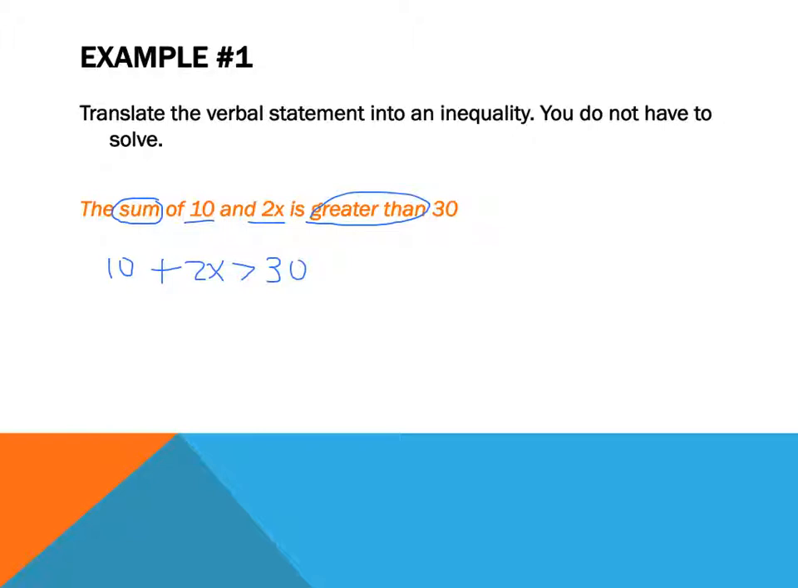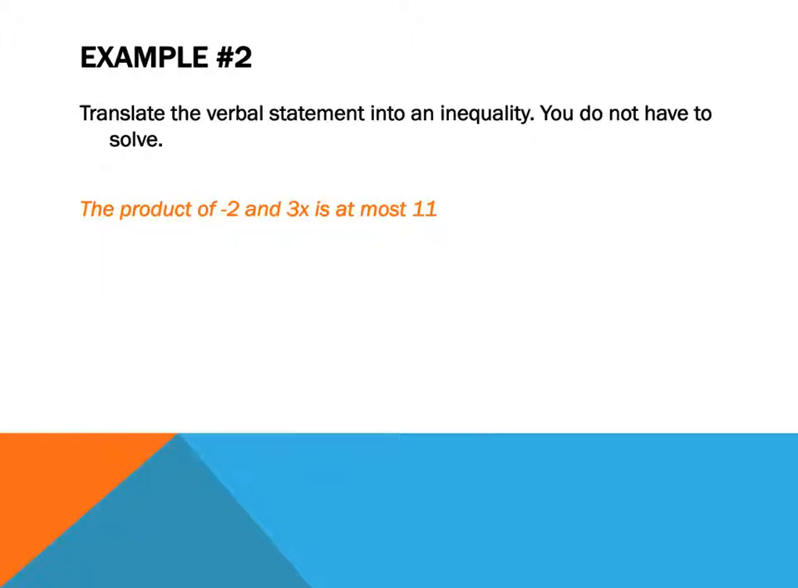So let's try another example. Again, it says translate the verbal statement into an inequality. You do not have to solve. The product of negative 2 and 3x is at most 11. So first thing, product, that's going to mean multiply. So the product of negative 2 and 3x, so negative 2 multiplied by 3x, that's what this "of" means. It means that I'm taking the product using these two numbers. Okay, is at most 11.